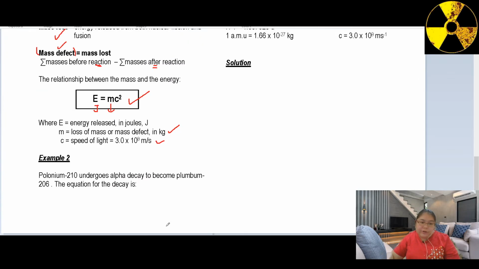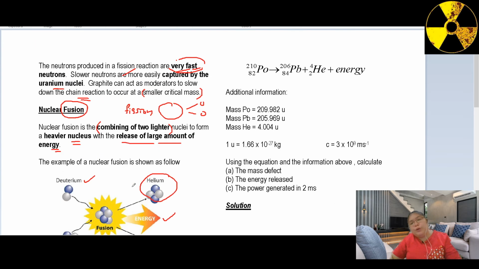Now we're going to try example 2. Okay, now they show you polonium-210 undergoing alpha decay. Okay, now you can see alpha decay. They emit an alpha particle and become lead-206. Now the equation for the decay, they show you the equation. Okay, now can you see the additional information?